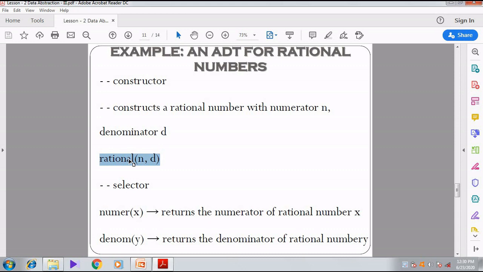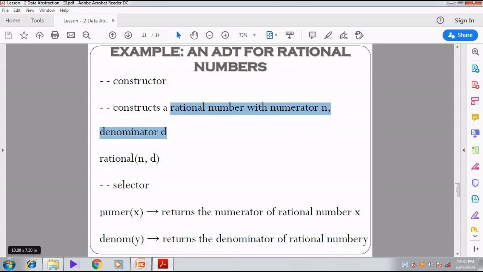This is called the constructor. So which is called the constructor? Rational(n, d). Rational is a function that contains two parameters: one is called n and another one is called d. n stands for numerator and d stands for denominator. So here rational is the constructor that constructs a rational number with numerator n and denominator d.